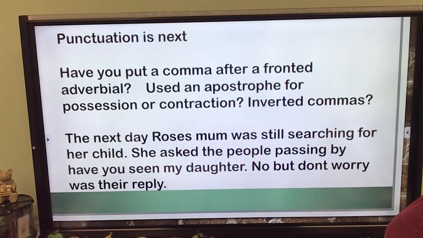I've got a bit of text there that I've written, but I haven't really punctuated it very well. Could you have a little look at it? Think if you can see some errors. There's a few bits you might want to just have a little look at, think about it. Where have I missed some punctuation out?